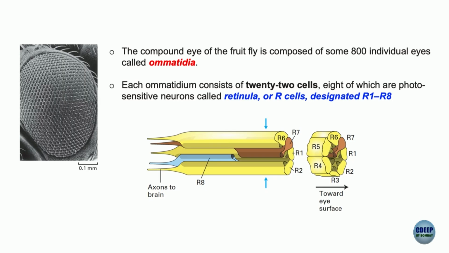Good. So this is the structure: there are 22 cells, of which 8 are called R cells, R1 to R8, 1, 2, 3, 4, 5, 6, 7, 8. Okay, this is where we are.